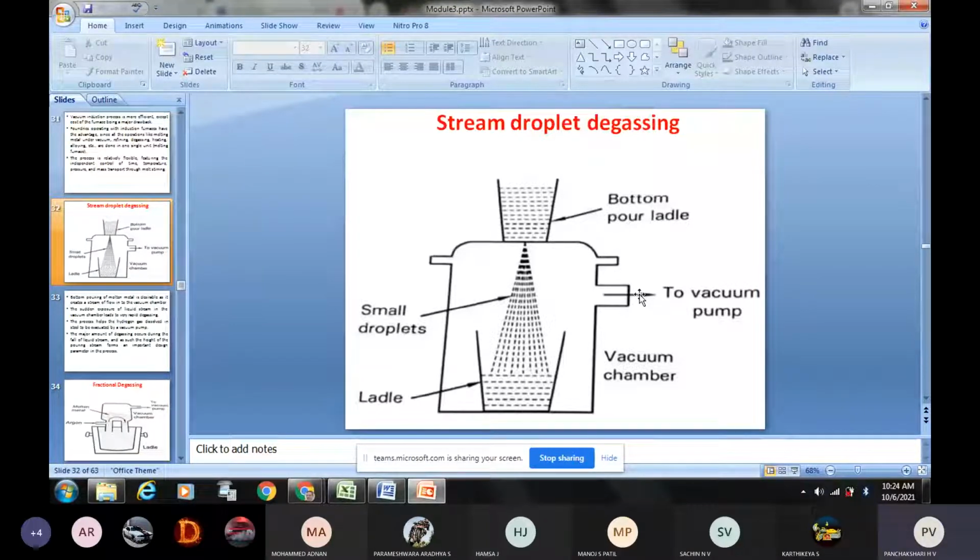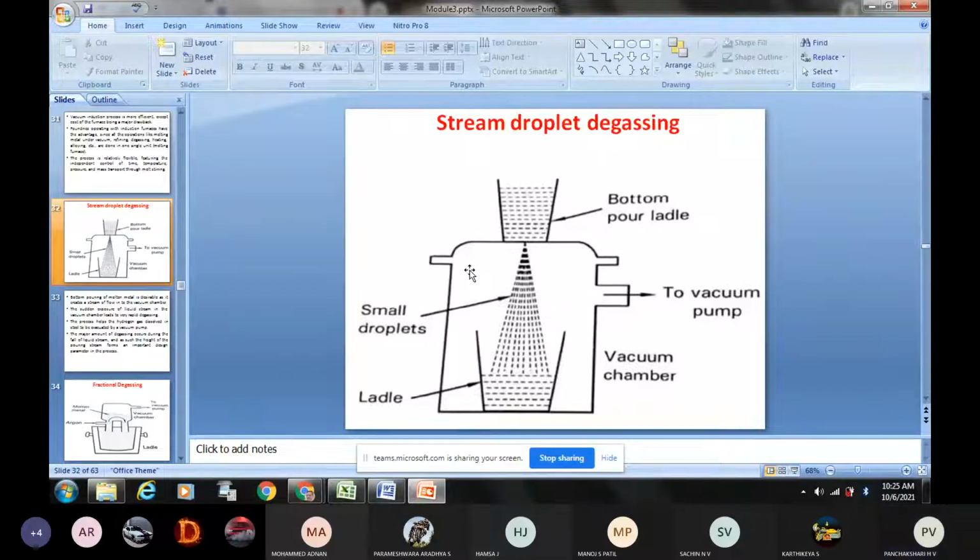See, one chamber is provided. This is also vacuum degassing only. You can see the vacuum chamber. This is the same design, the same vacuum chamber that we used in the previous case. The same vacuum chamber is used here.